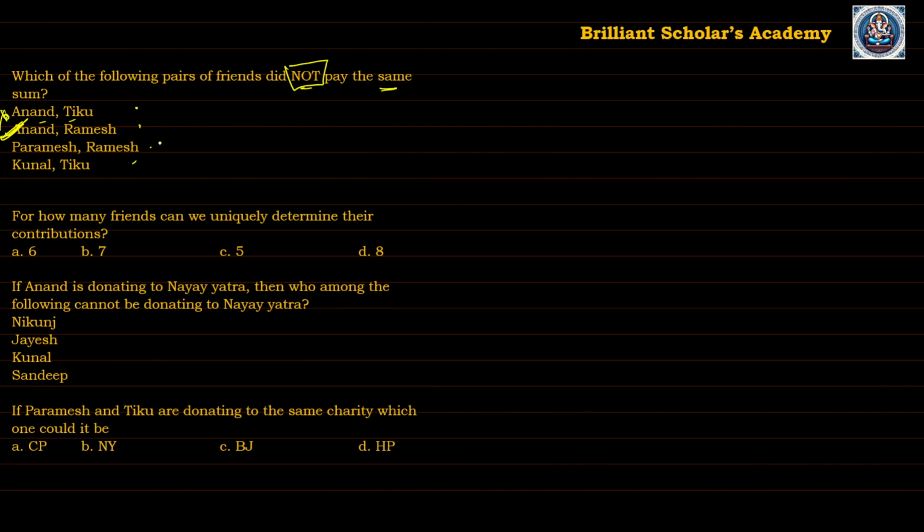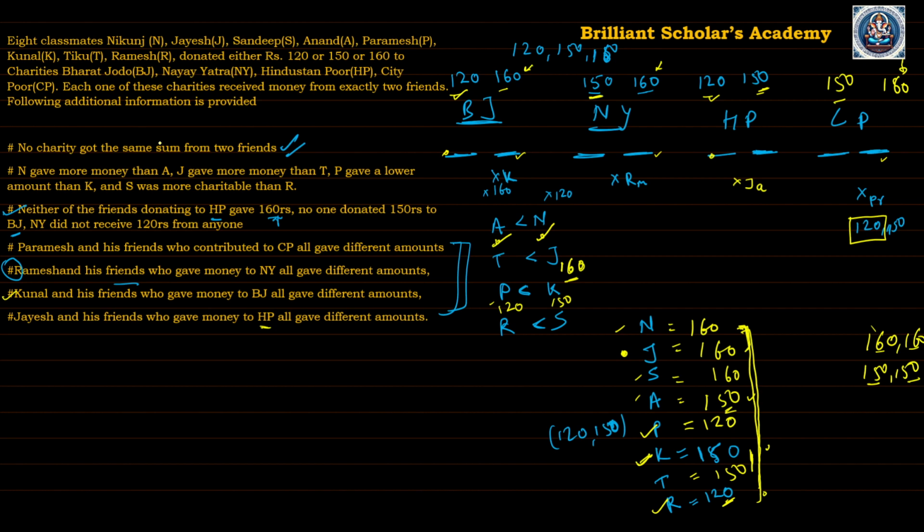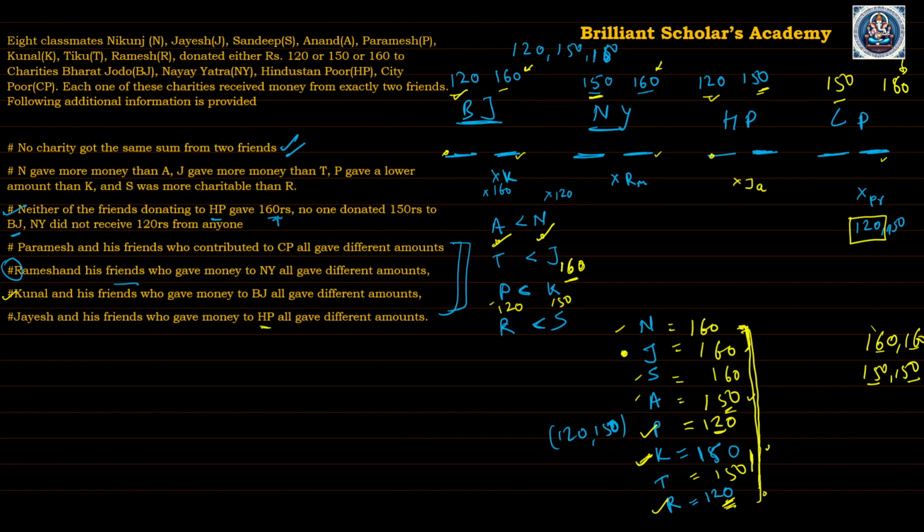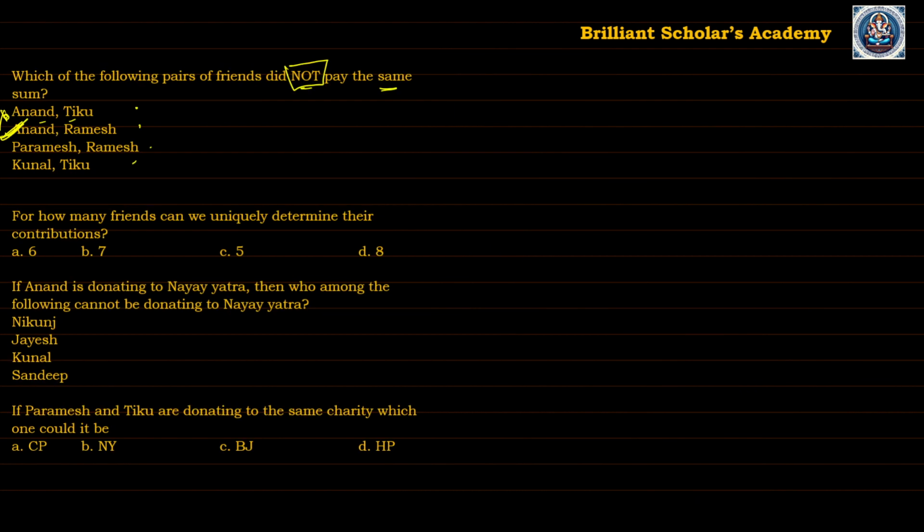Parmesh and Ramesh sound like brothers. Parmesh is paying 120, Ramesh is paying 120. They are paying the same amount. Kunal and Tiku. Kunal is paying 150, Tiku is paying 150. So yes, they are paying equal sums. So yes, my answer Anand and Ramesh is perfect. For how many friends can you uniquely determine all contributions? For all eight. I can do it for all eight.